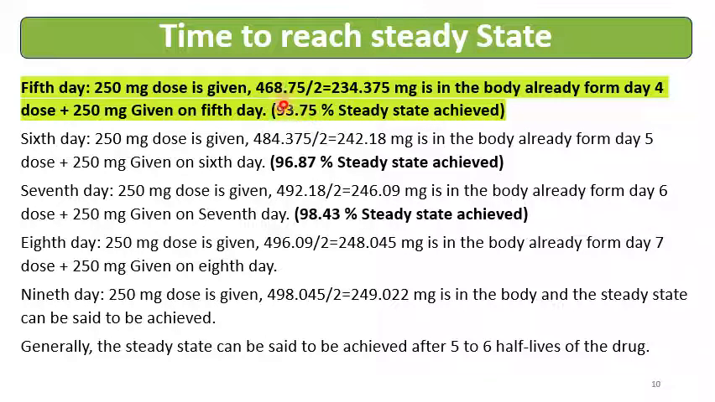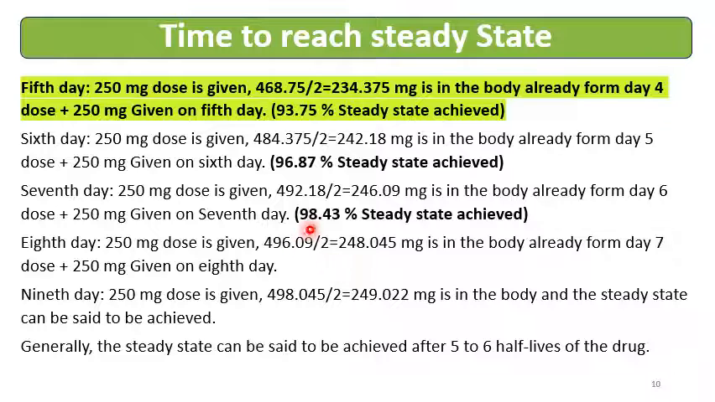Because now the body contains, not exactly, but a little bit less, means 93.75% of the dose which is going to be administered. Now coming to the sixth day, it will contain 96.87% of the administered dose already in the plasma. On the seventh day, it will contain 98.43%.